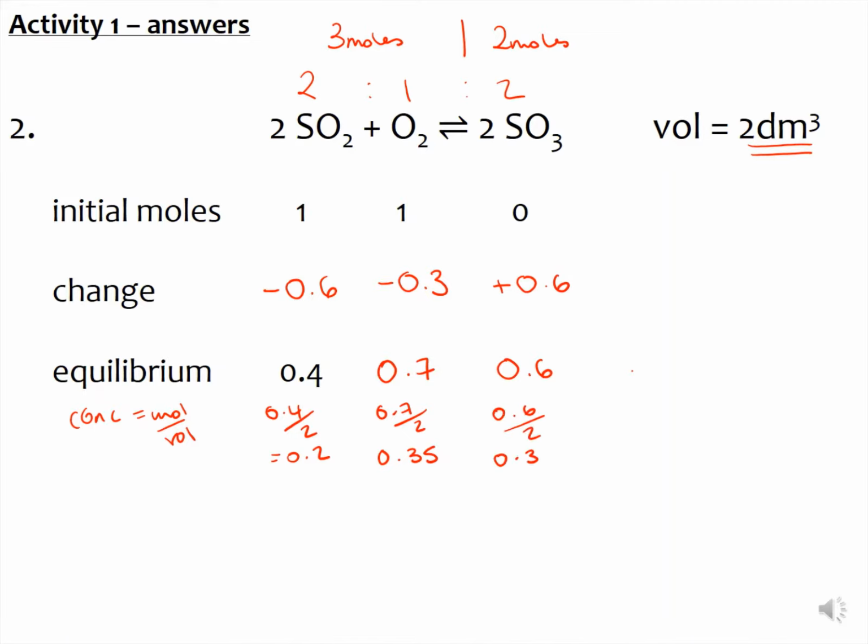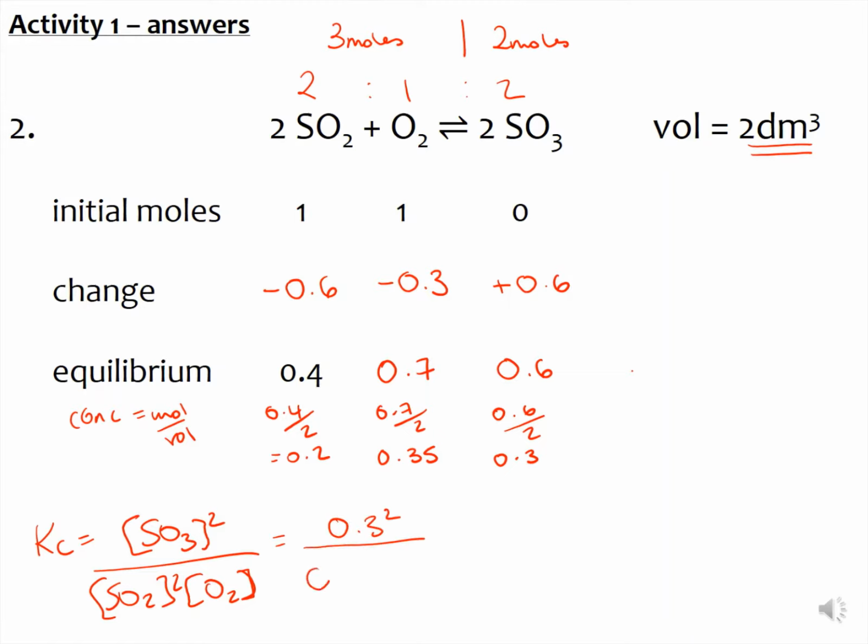The Kc expression is [SO3] squared divided by [SO2] squared times [O2]. So I can put my values in here. So [SO3] squared, so 0.3 squared, divided by [SO2] squared, so 0.2 squared, times by 0.35. So putting that into the calculator, and we get an answer of 18.4.